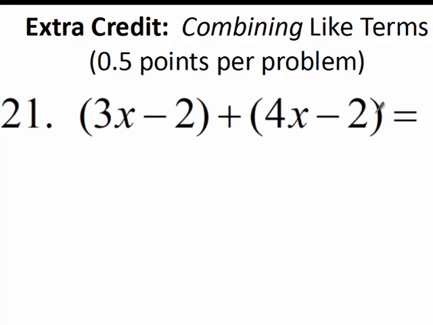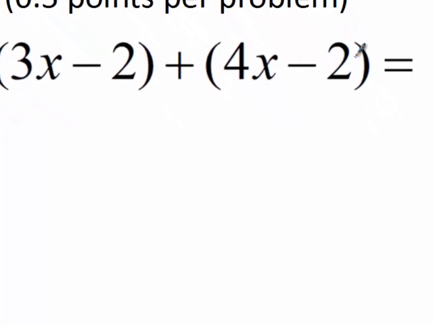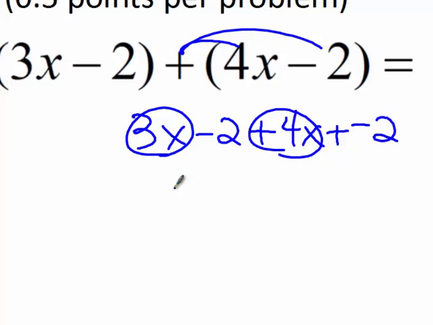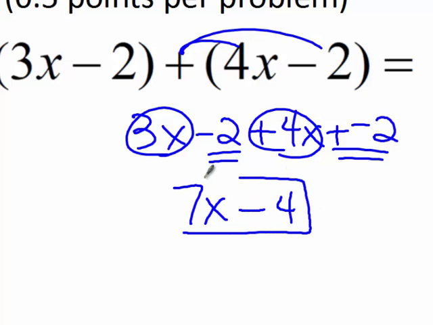Number 21. We have the quantity 3x minus 2 plus the quantity 4x minus 2. Rewriting, we have 3x minus 2 plus 4x plus a negative 2. Combining like terms, we have 3x plus 4x is 7x. And we have a negative 2 plus a negative 2 is a negative 4. So we can say 7x plus a negative 4, or instead of saying 7x plus a negative 4, we can say 7x minus 4. The simplified algebraic expression is 7x minus 4.